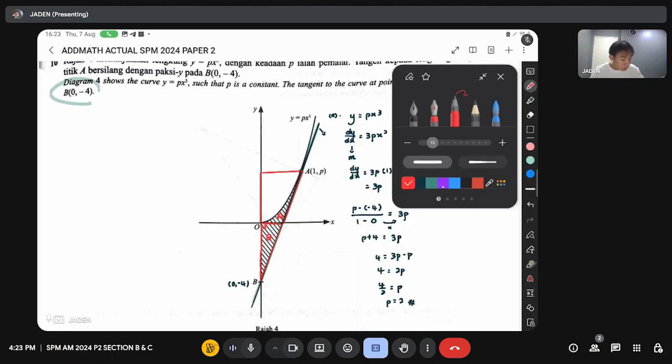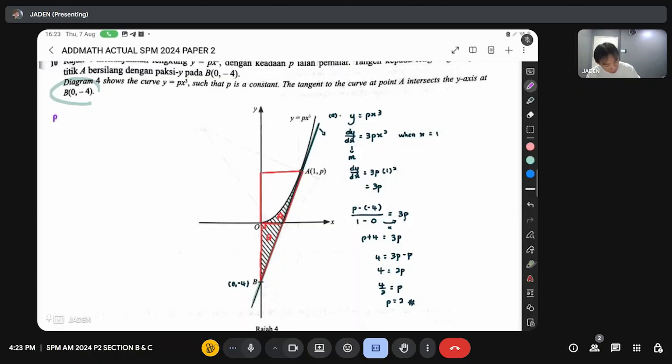Let me use purple color. Region A, area. I would have to use the trapezium formula, which is the entire trapezium, and then take away the area under the curve, which is here, but facing towards y-axis. So it's going to be dy here.